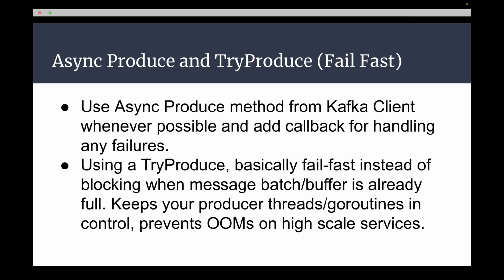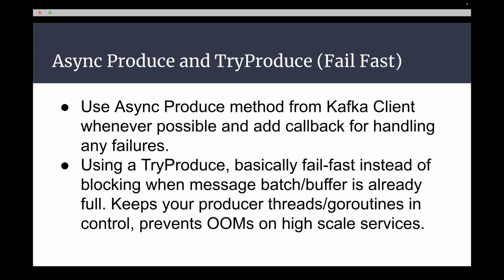So for example, if you're in a REST service and you're handling one of the calls in one of the threads, and that thread is waiting, say, with a linger time of 1 second or something, then the number of requests that your REST service will be able to serve will drastically reduce. You don't want that in production. So wherever possible, you should use async produce.